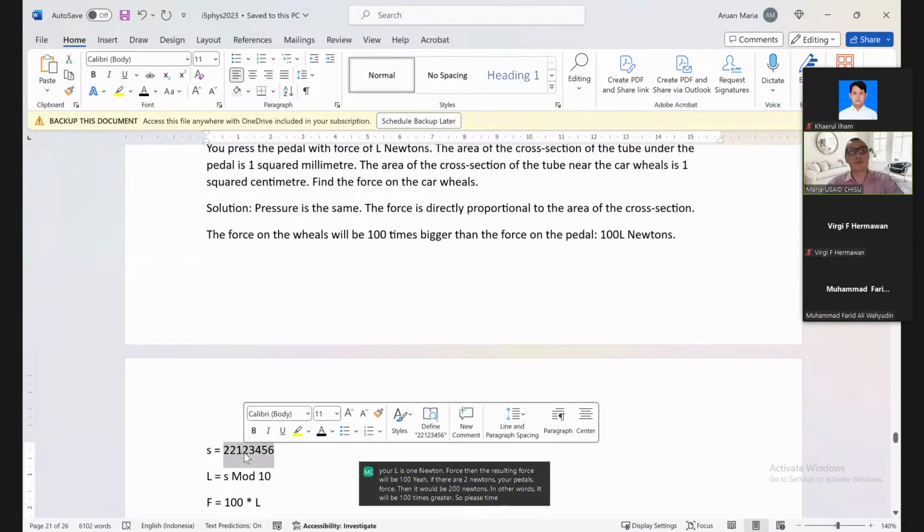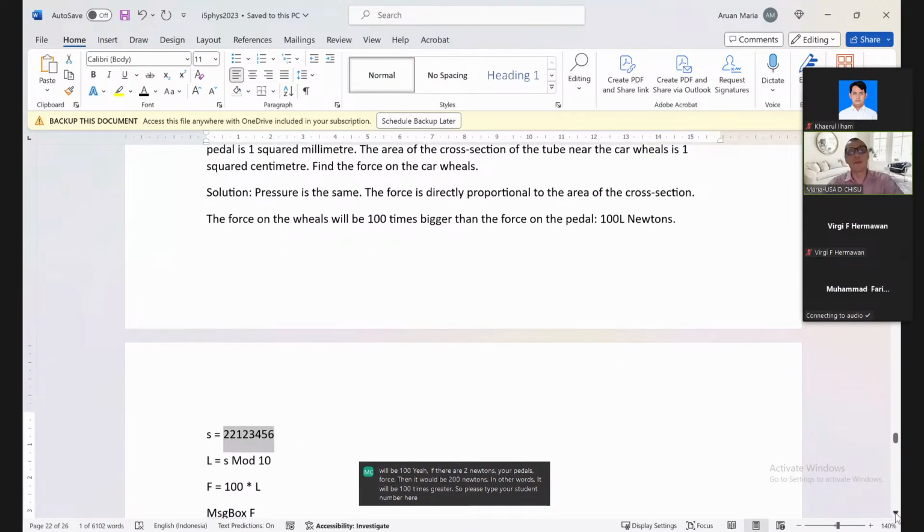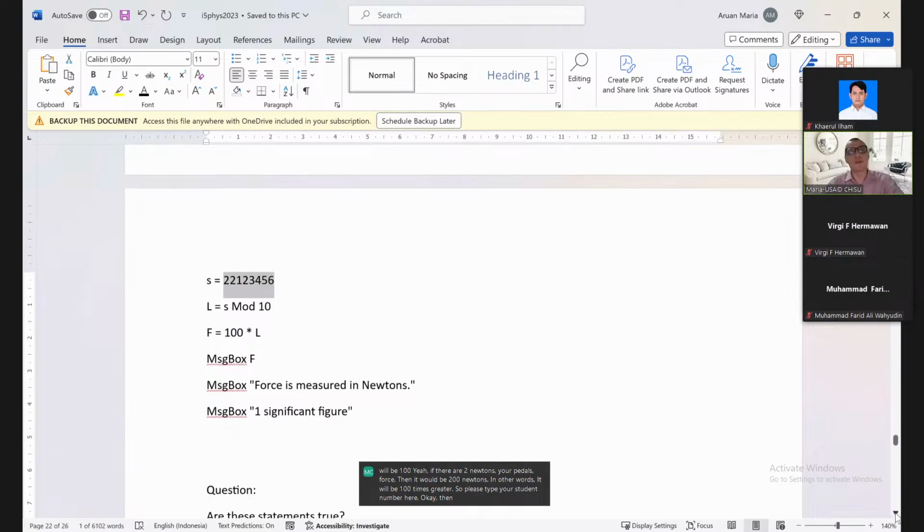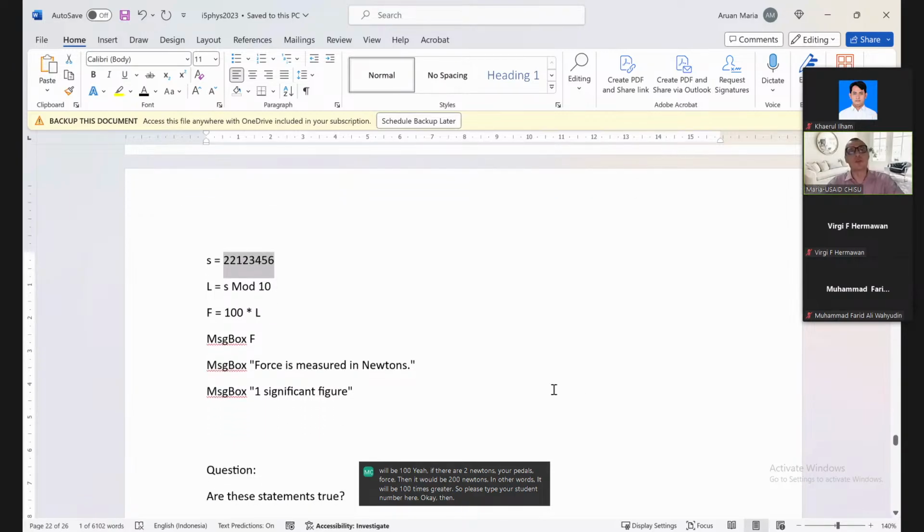So please type your student number here, and that's all you need to do, because everything else has been done for you. It will be calculated automatically. It's only one significant figure, and the force is measured in newtons.